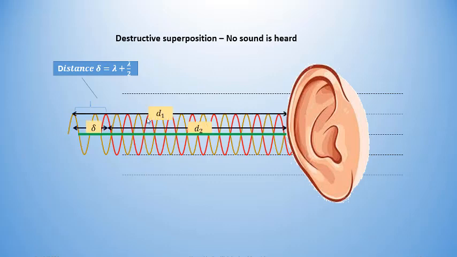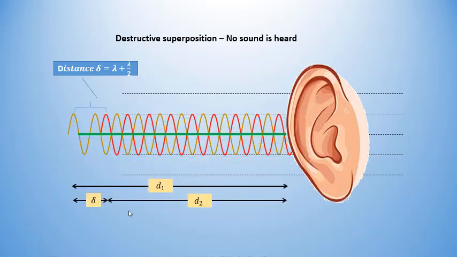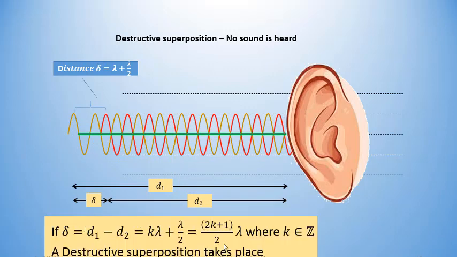So in this case, d1 is the distance from the first source to the ear, and from the second source to the ear is d2. Delta is the path difference between d1 and d2. So the rule says that if delta equals d1 minus d2 equals k lambda plus lambda over 2, where k belongs to Z, positive, negative, or 0, in this case a destructive superposition takes place.